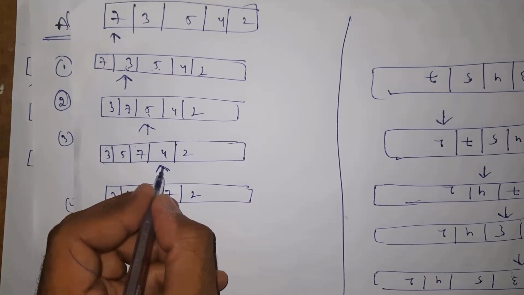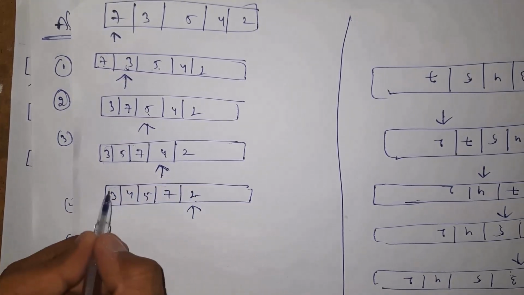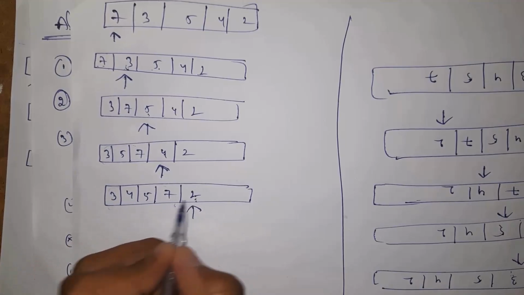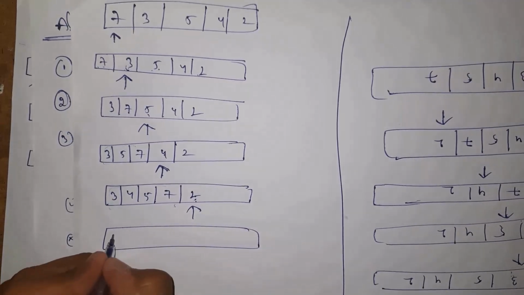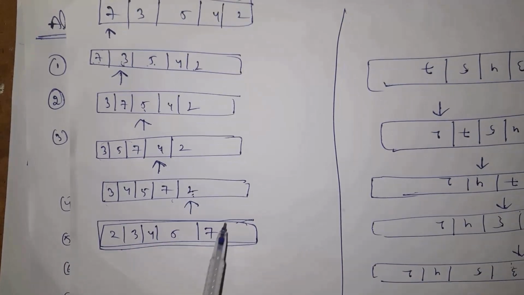At last move the cursor one position forward, that is in place of 2. Now 2 is compared with all the remaining elements, that is 3, 4, 5, 7. Actually 2 must be at the starting position. So arrange this in sorted manner like 2, 3, 4, 5, 7. Now this is the sorted array. Now all these elements are from small to big.